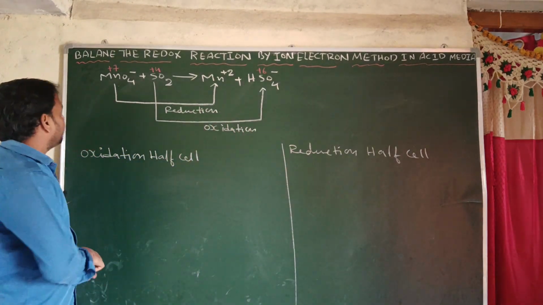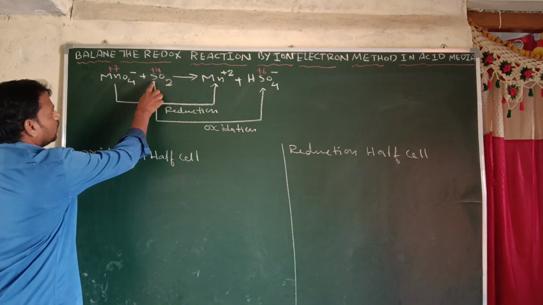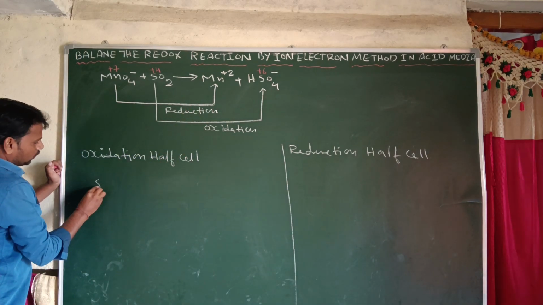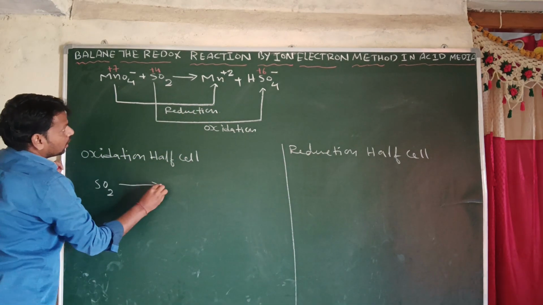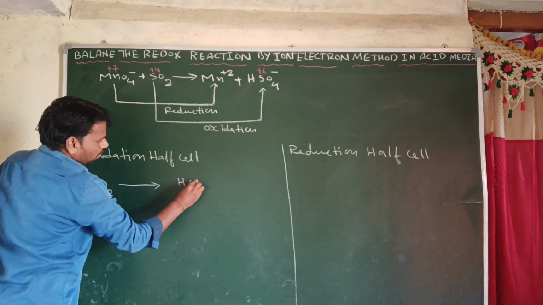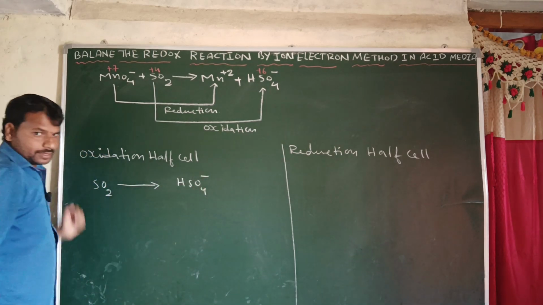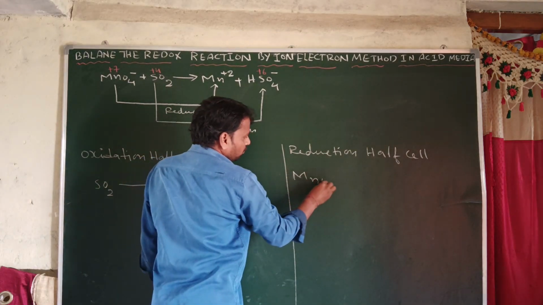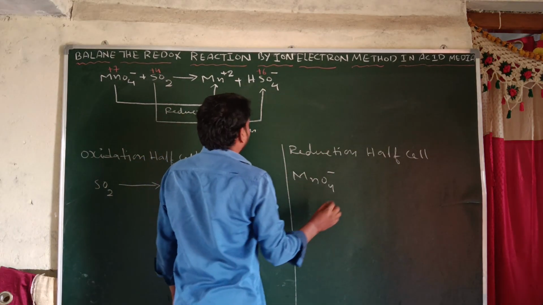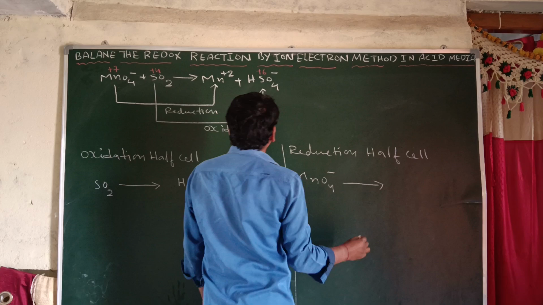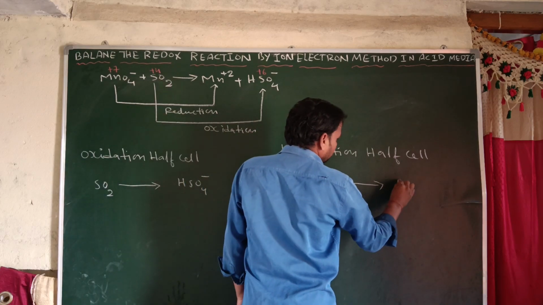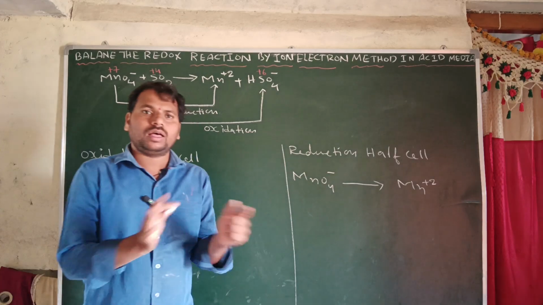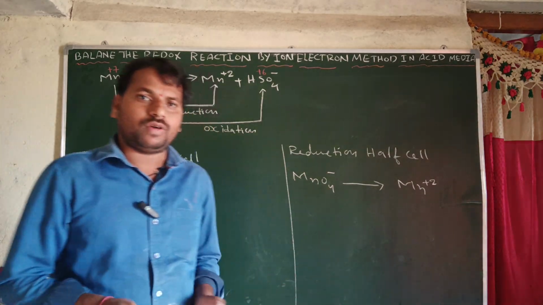Let me write here. Oxidation: SO2 changes to HSO4 minus. Reduction: MnO4 minus, the permanganate anion, changes into Mn2+. So we divide the reaction into two halves.